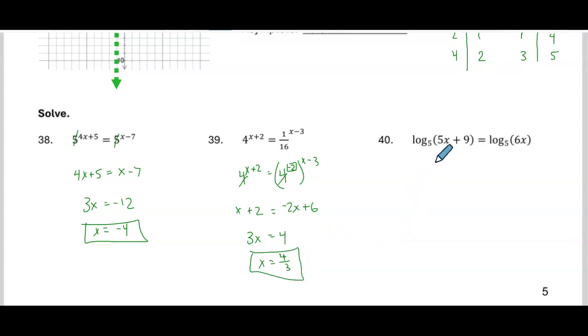Alright, next one's a log equation. And I have logs on both sides, so those logs can go. 5x plus 9 equals 6x. Subtract the 5x. And that's it. X equals 9. With log equations, remember we do need to check them, because logs can't be negative inputs. So if I have a 9 here, I'm good. If I have a 9 here, I'm also good. They both equal positive numbers.